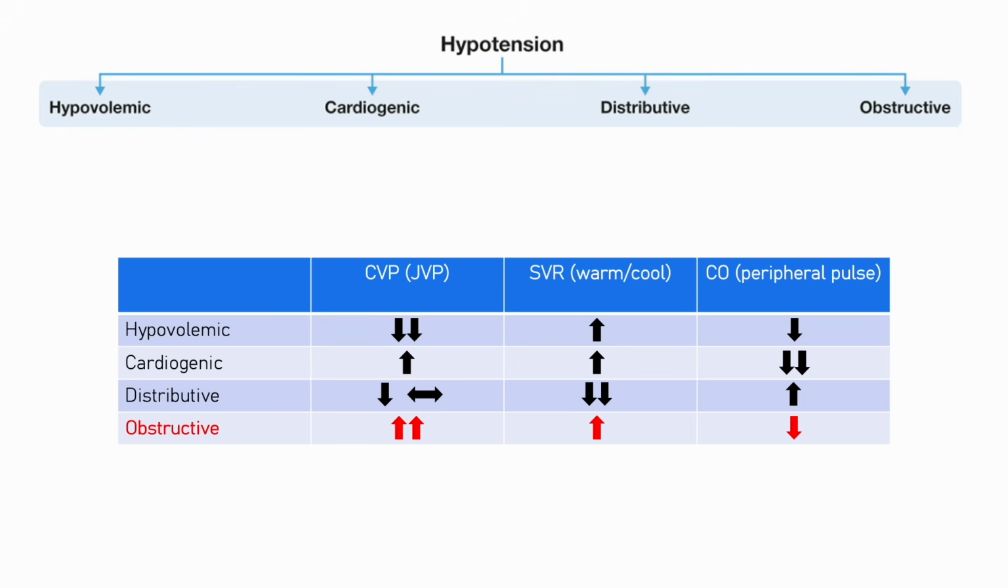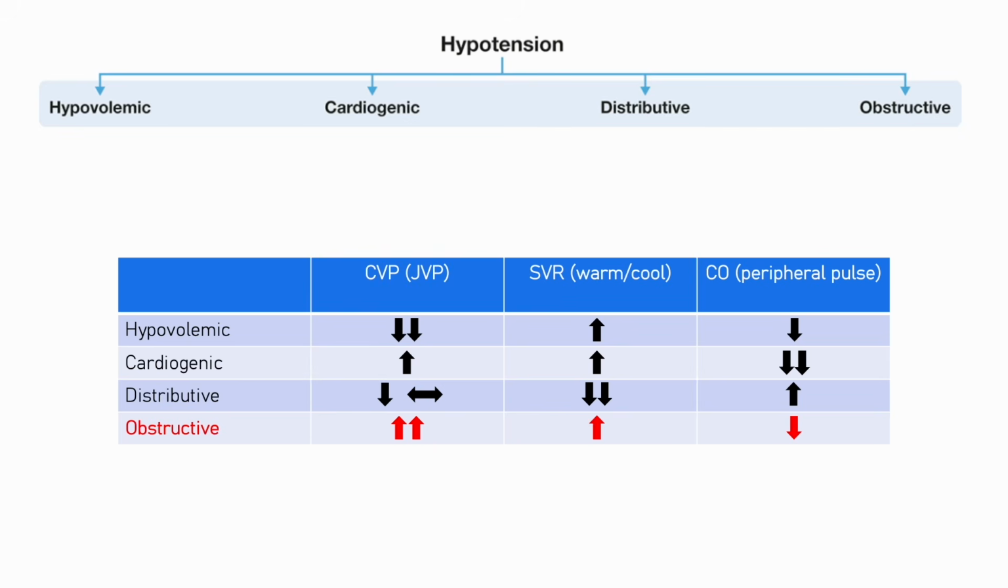Finally, let's look at obstructive hypotension. In this category, the heart muscle itself may be normal and blood volume may be adequate, but something is physically blocking blood return to the heart. Because of this impact on preload, cardiac output falls, so peripheral pulses are weak, similar to cardiogenic and hypovolemic shock.